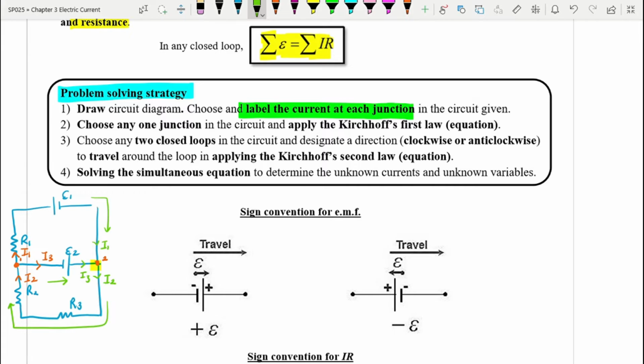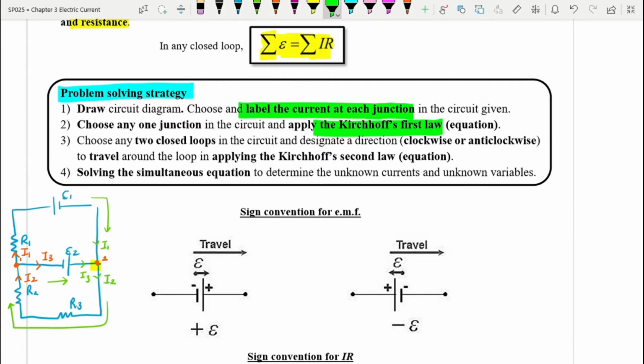So, junction 2, I1 dengan I3 is going in, tapi I2 is going out. Okay, so itu adalah first law yang kita apply. Alright. And then, second law, apa yang kita nak buat? Okay, tengok step kedua. Choose any one junction in the circuit and apply the Kirchhoff first law.